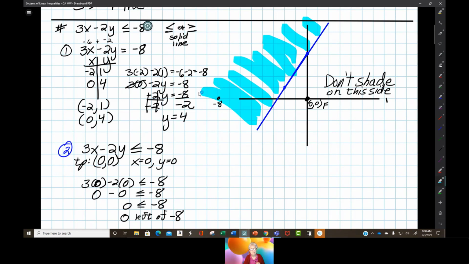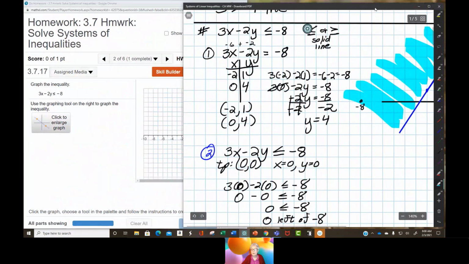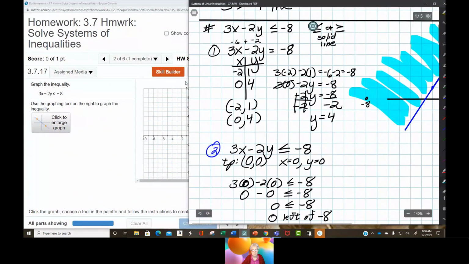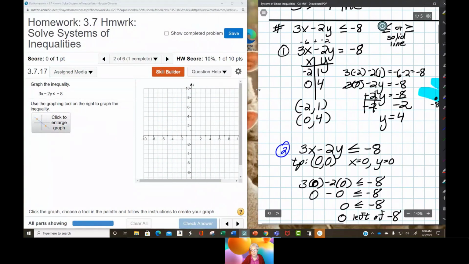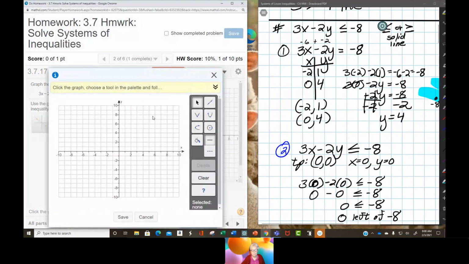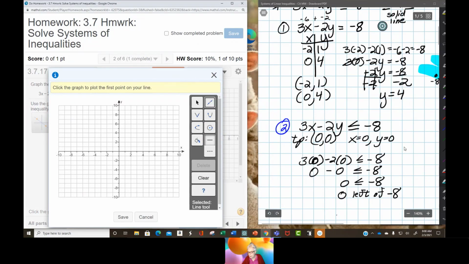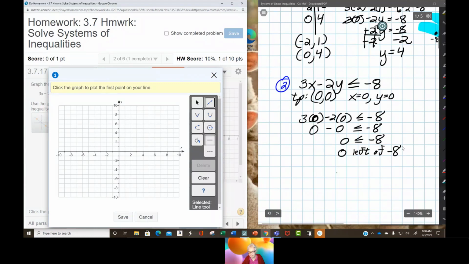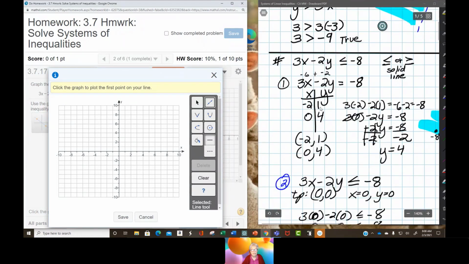Ta-da! Okay. Now, I'm going to transfer all this knowledge over here. The graph part, with points, is going to be a straight line. So the points I used were, here they are, -2, 1, and 0, 4.